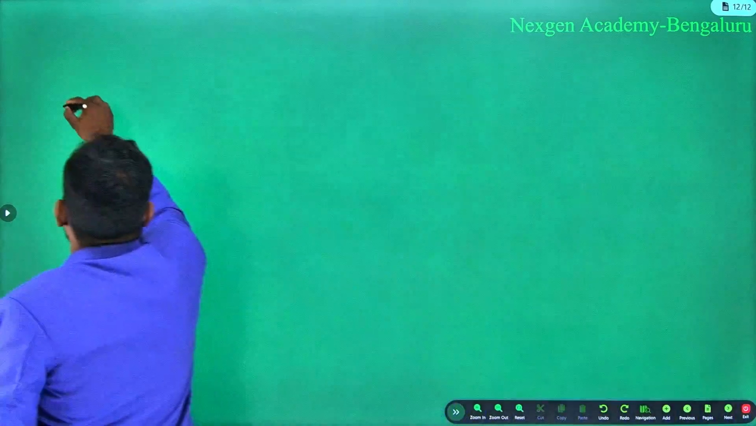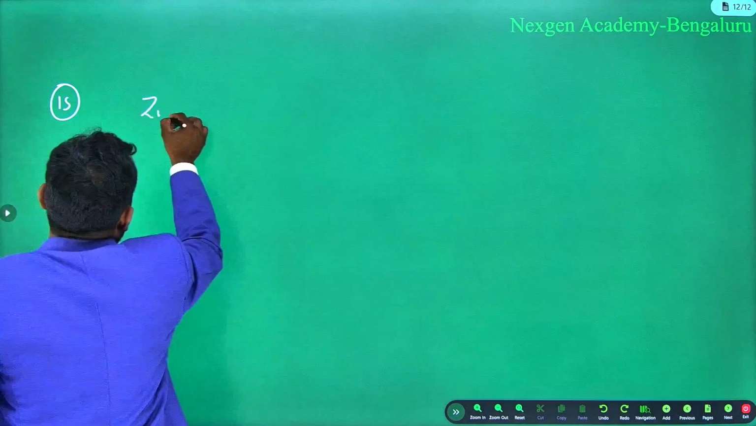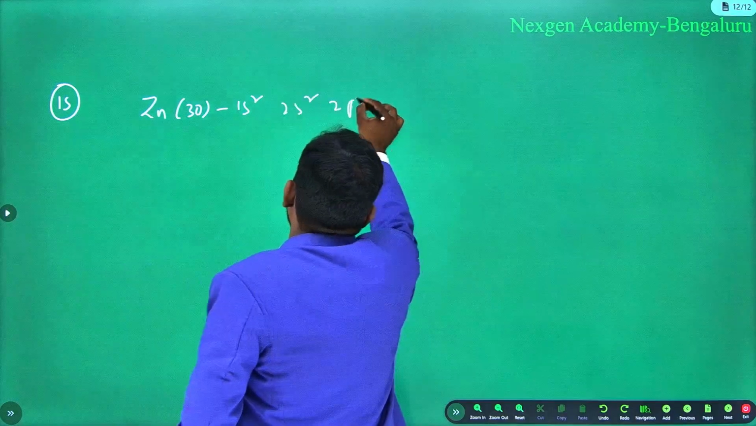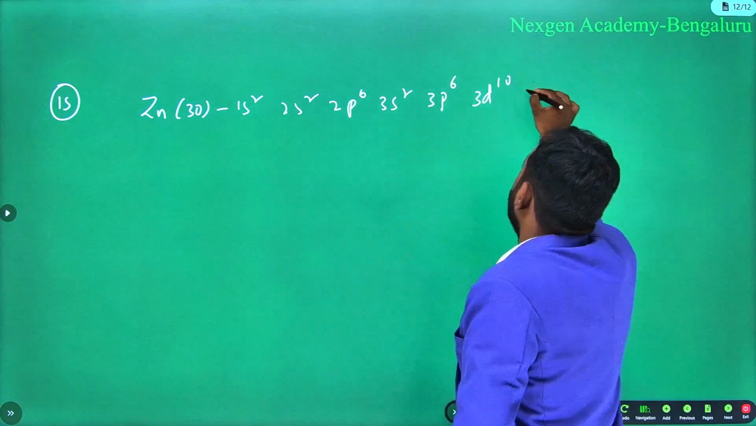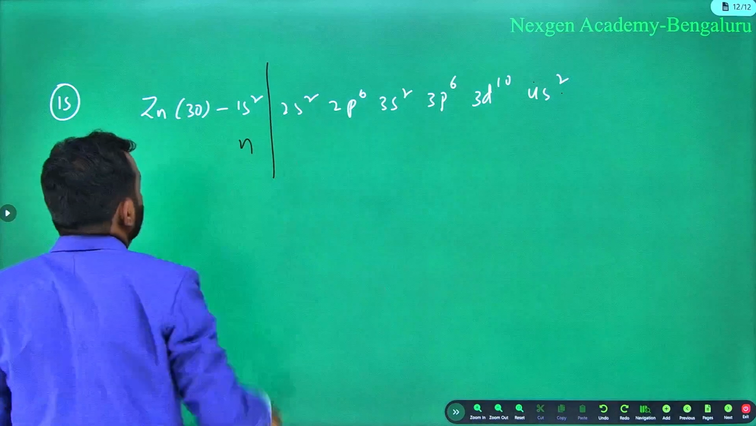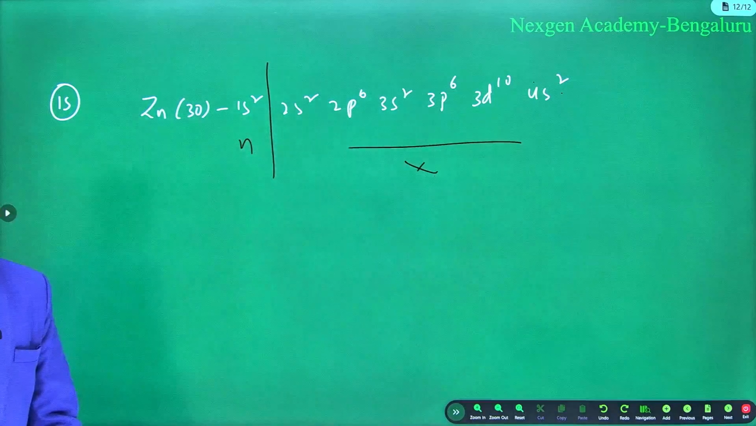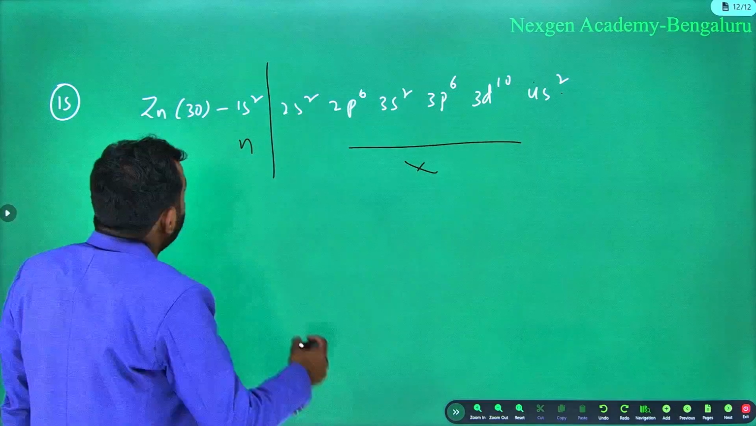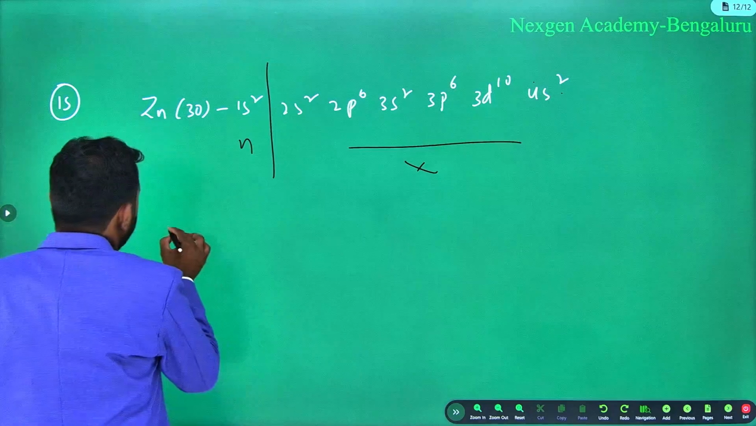The 1s electron in zinc: how to calculate it? Zinc has atomic number 30, 1s2, 2s2, 2p6, 3s2, 3p6, 3d10, 4s2. This is zinc. My interest is this n. These are all nonsense; they cannot protect the 1s electron from the nuclear attraction. Yes, now you calculate S for the 1s electron.